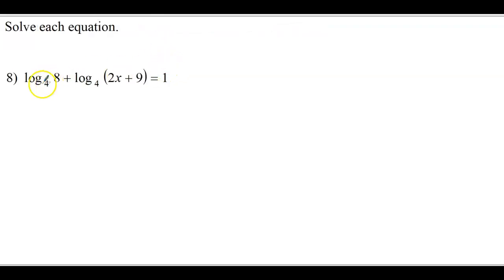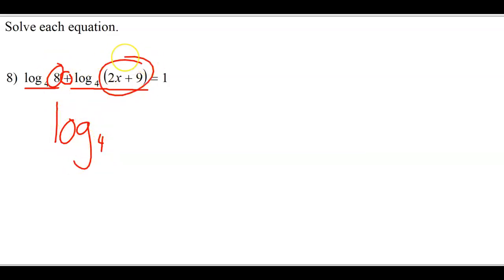Now, on these types of problems where you have a log on both sides, we want to get the log by itself, but the problem is that there's 2 logs. So actually what we want to do is put them together as 1. And when you have 2 logarithms that are joined by a plus, the way you can put those together as 1 log is by taking the argument from each log and multiplying them together.